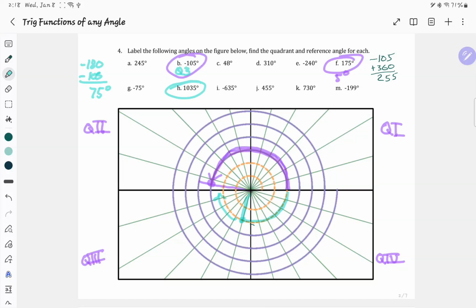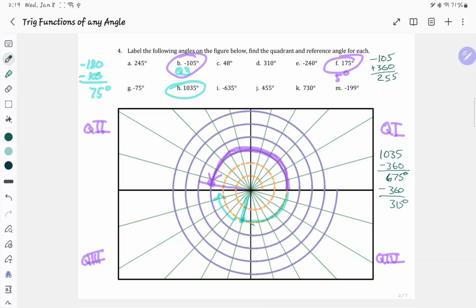Now this one you may not know where that is. Where in the world is that? It's hard to tell, but what you can do is kind of break it down. So we'll take that 1035 and subtract 360, see what we get. So I get 675 degrees. 675. And let's subtract 360 again. So then I get 315.